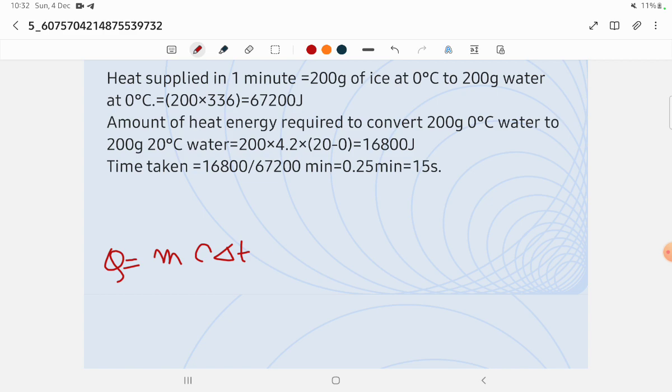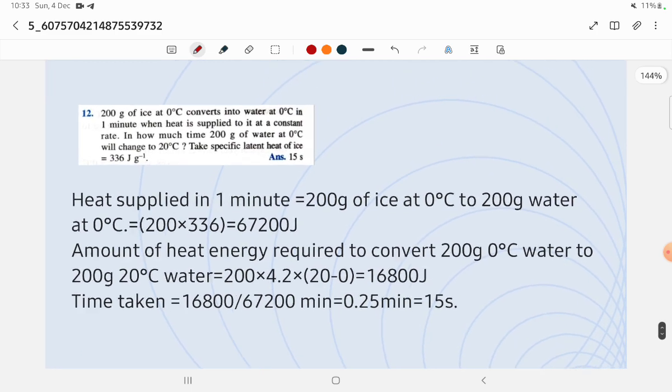And when there will be a state change, then you will use Q equals ml, where L will be the latent heat of fusion or latent heat of vaporization. Mainly here ice and water, this kind of sums are only given. So these two formulas will help you here. And you have to be careful regarding the units, like if mass is given in gram and the specific heat capacity is given in joule per kg, in that case you have to convert. So let's start with the numerical.